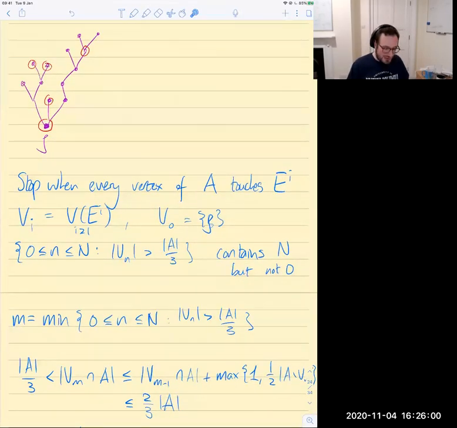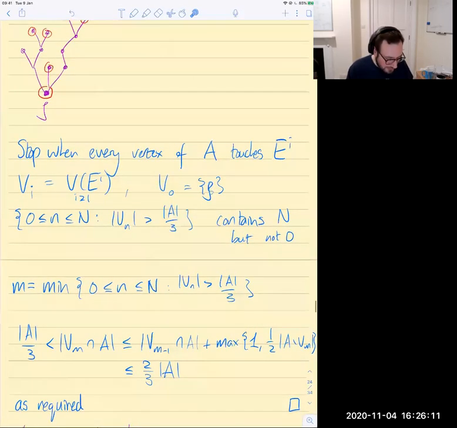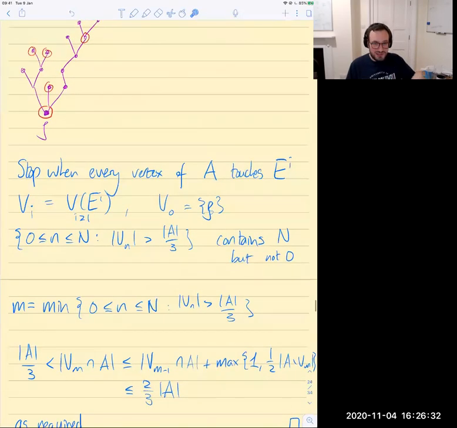So what you can see if you do this is that, if you define Vi to be the set of vertices that touch EI, and V0 to be just the root, and then we look at this set of times in this algorithm where the intersection of Vn with A, the total number of points of A that I've got, is strictly larger than the size of A over 3. Okay, so this certainly contains the termination point of this algorithm where I've got all of A, but it doesn't contain 0 because A has size at least 3.